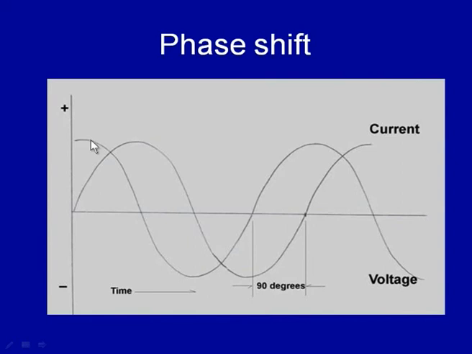We can see here the variation in the current as a function of time and the variation in voltage as a function of time, and there is a phase shift of some 90 degrees between the voltage and the current. So, when the current is 0, the voltage is maximum.